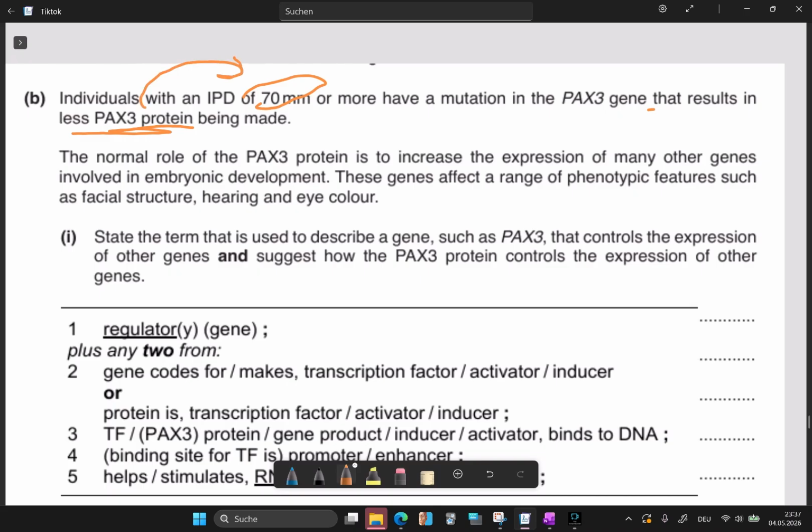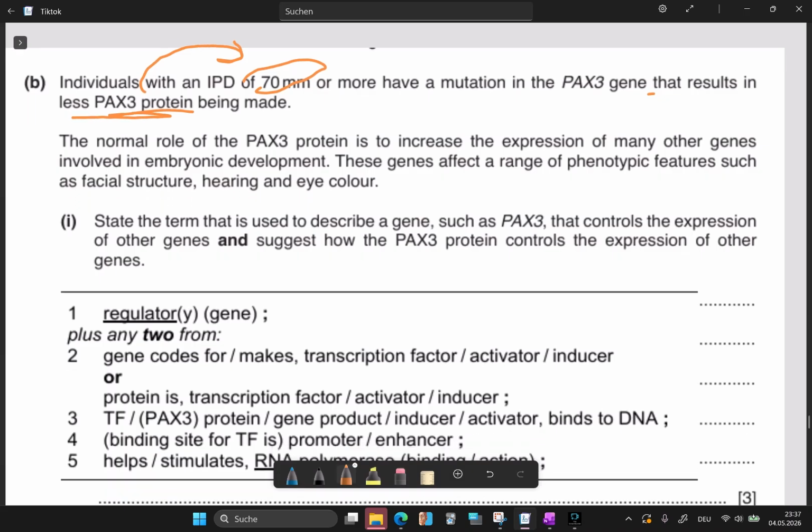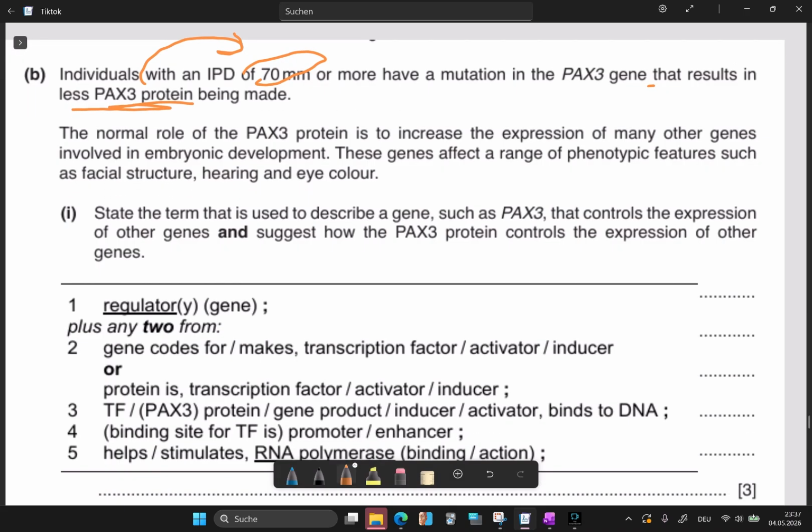The normal role of the PAX3 protein is to increase the expression of many other genes involved in embryonic development. These genes affect a range of phenotype features such as facial structure and hearing and eye color. Okay, it's coming in a story that's confusing now. Say the term that is used to describe a gene, such as the PAX3 gene, that controls the expression of other genes. So what is the term used to describe those genes?